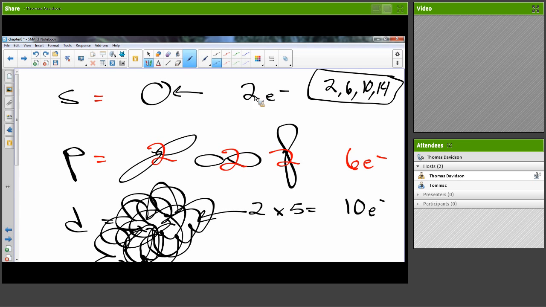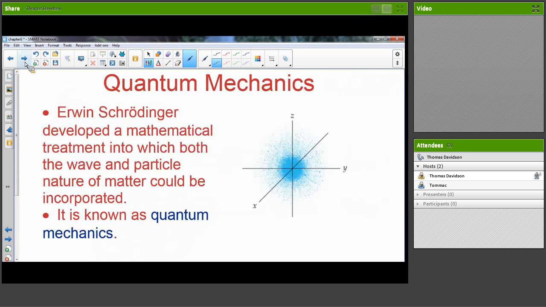So let's make what doesn't make sense make less sense. All right. So along comes a guy named Erwin Schrödinger. He developed a mathematical treatment into which both the wave and particle nature of matter could be incorporated. It is known as quantum mechanics.